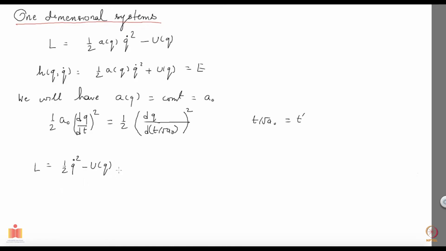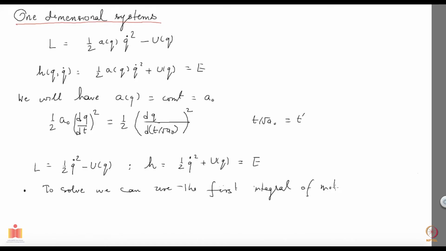And now your Hamiltonian, or the energy function, H will be half q dot square plus U of q. Now we want to solve this system in general, but I don't need to set up the equations of motion using the Euler-Lagrange equations, because I can use this integral of motion and set up a first order differential equation. To solve this problem, we can use the first integral of motion. Remember this is a first order differential equation.